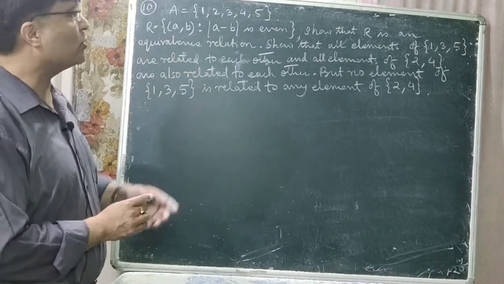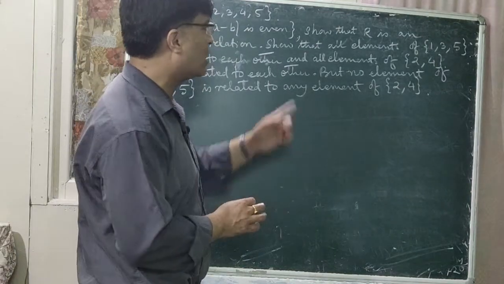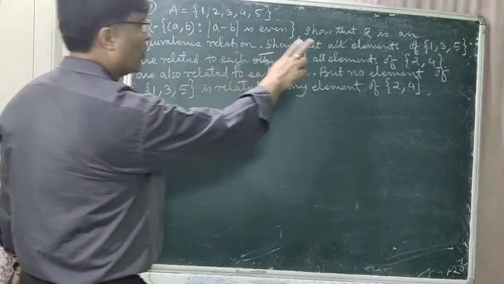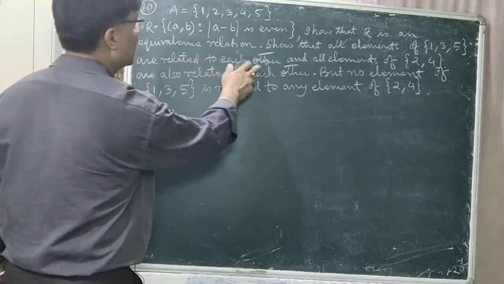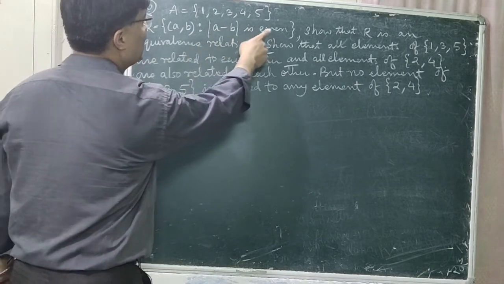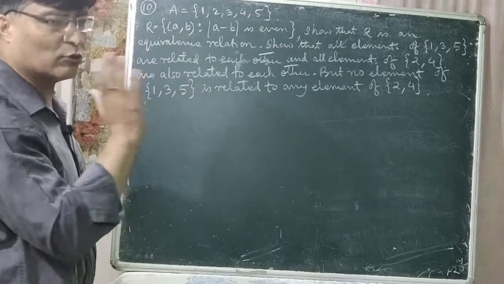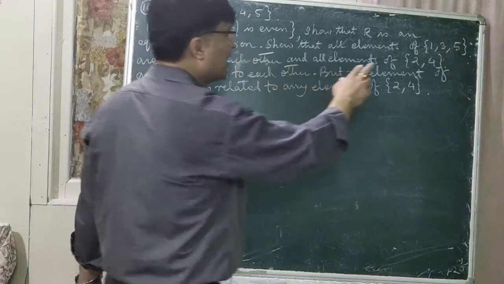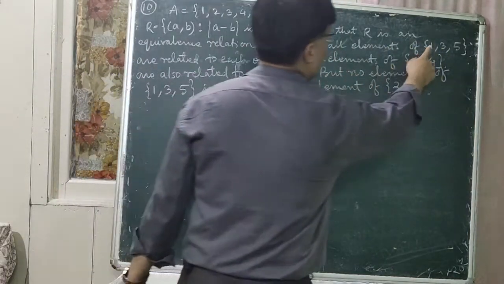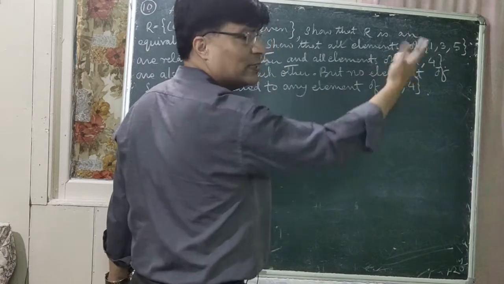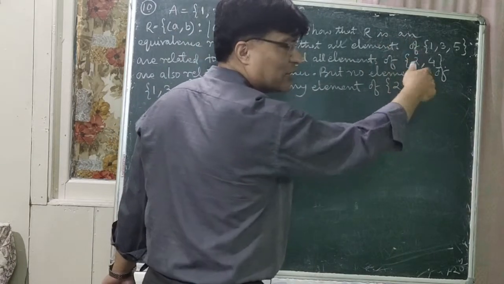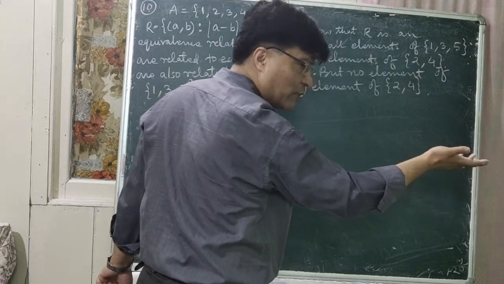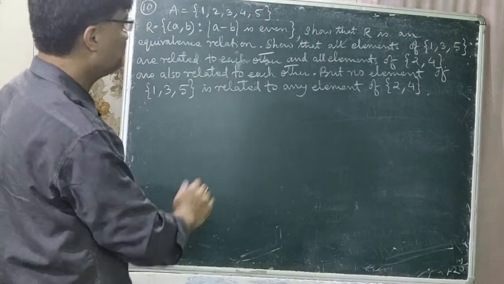And also you have to show that all the elements of {1, 3, 5} are related to each other. That means 1, 3, 5 are related to each other means that |a - b| should be even. Let's check: |1 - 3| is 2, that is even. |3 - 5| is 2, that is also even. |1 - 5| is 4, that is also even. They are related to each other.